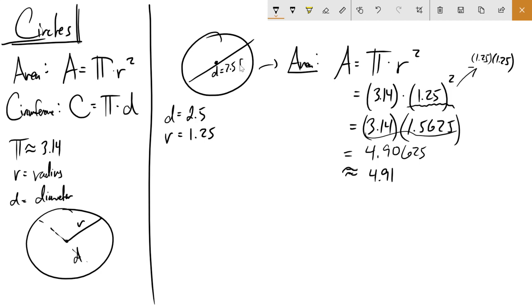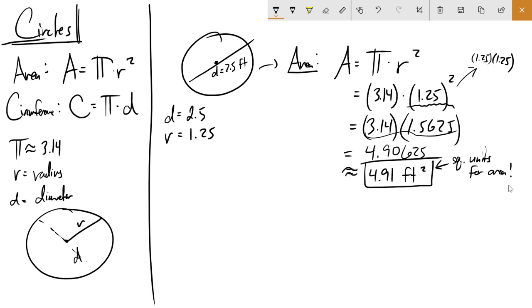Because the diameter was in feet. Yeah, and it's feet squared, right? Because it's always square units for area. Okay. So you have feet squared, or square feet. So it's a little under 5 square feet.